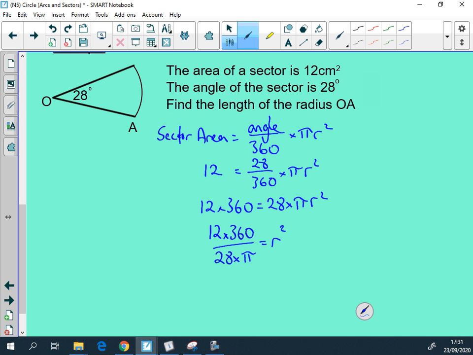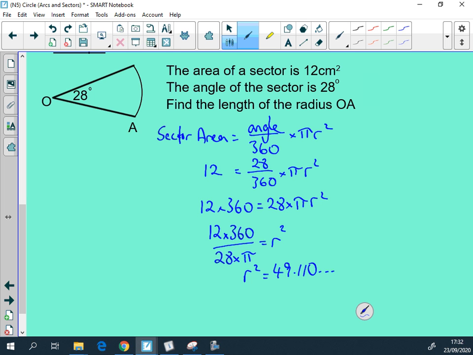Apologies, typing in the wrong buttons. 12 times 360 divided by 28 times pi will come out as 49.110... Now this is the same as before. Don't round your answer because we're not finished. That is the value of your radius squared. So the easiest way to do this is to keep this value in your calculator.